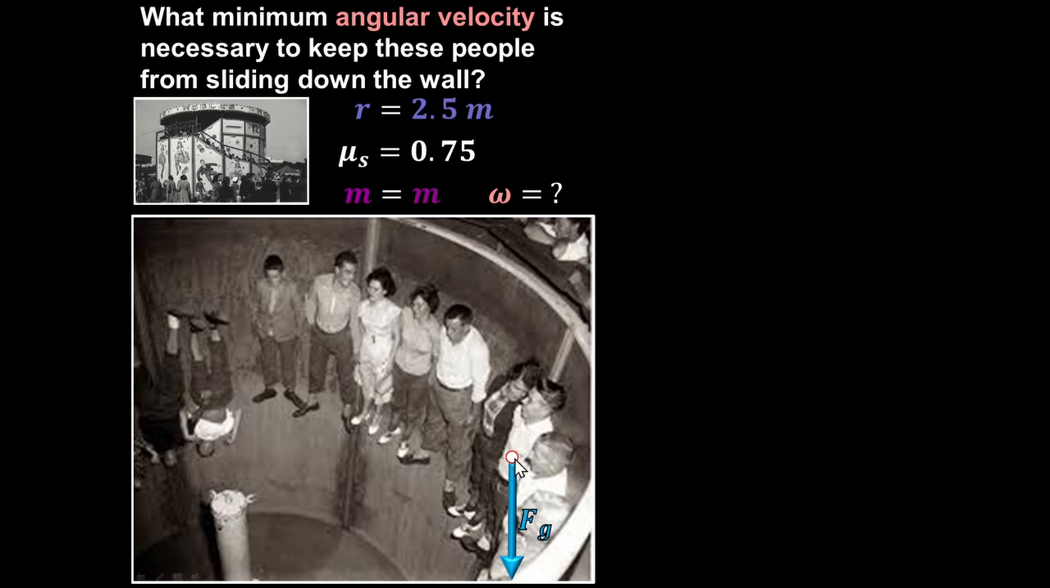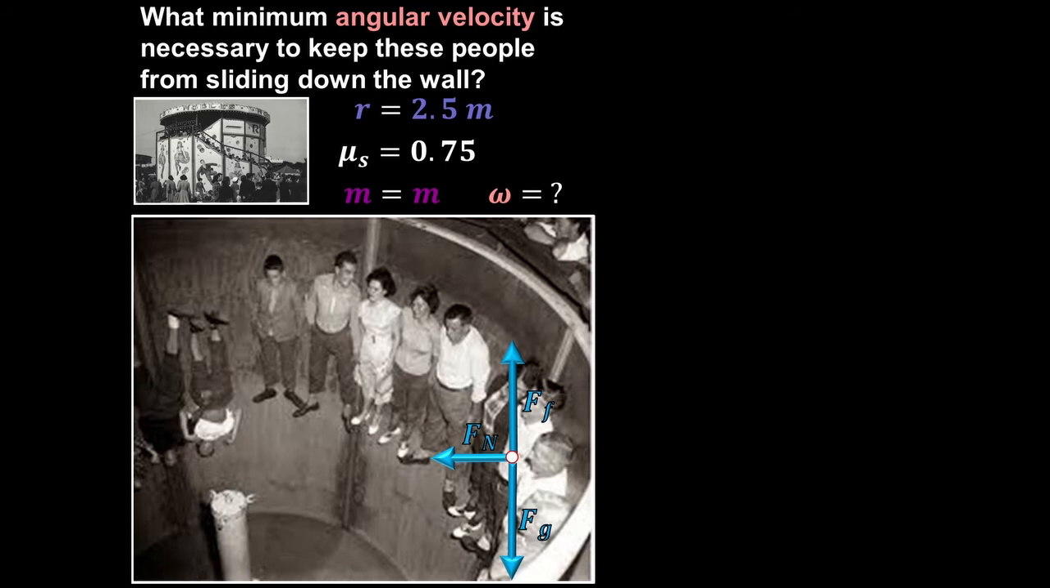This person here has the force of gravity pulling down. And in order for them to not slide down, they have to have an equal amount of friction holding them up. And there's one more force that's acting on them, and that is a centripetal force, which is caused by the normal force. The wall pushing against them is pushing them toward the center of this circle.